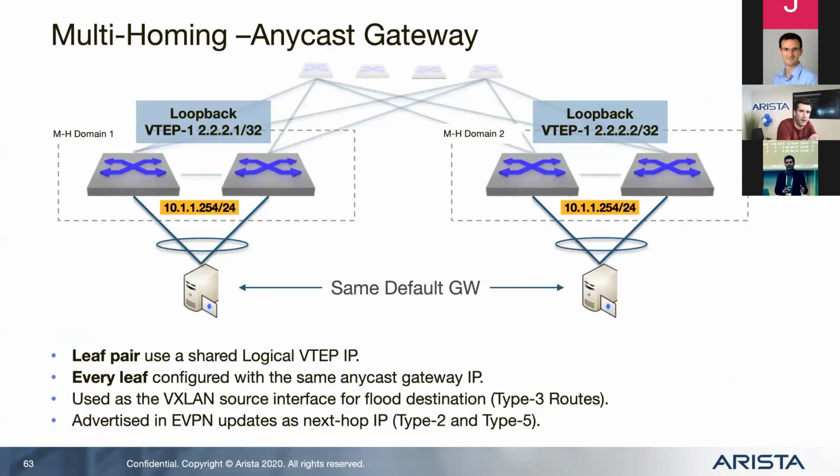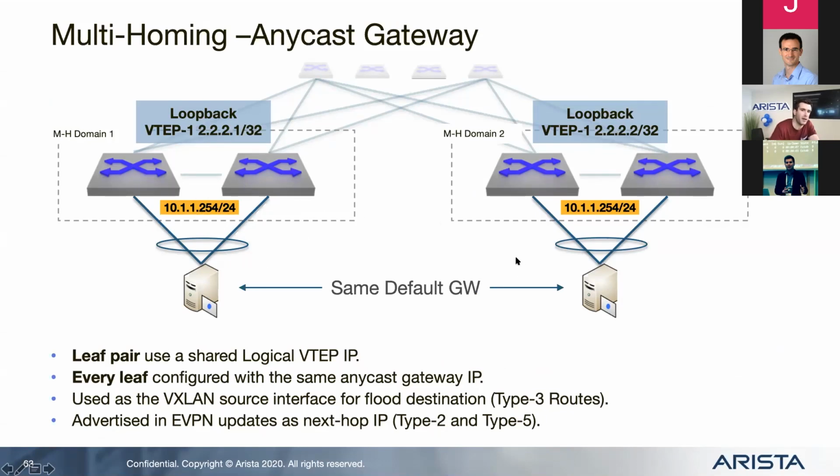Once we have our MLAG set up, or maybe our EVPN active-active multi-homing, how do servers or end hosts actually get to their gateway? So one solution we have here is the ability to configure a virtual IP address across every top-of-rack device. So you can see here, these servers all use 10.1.1.254/24 as their default gateway. And this IP address is configured everywhere.